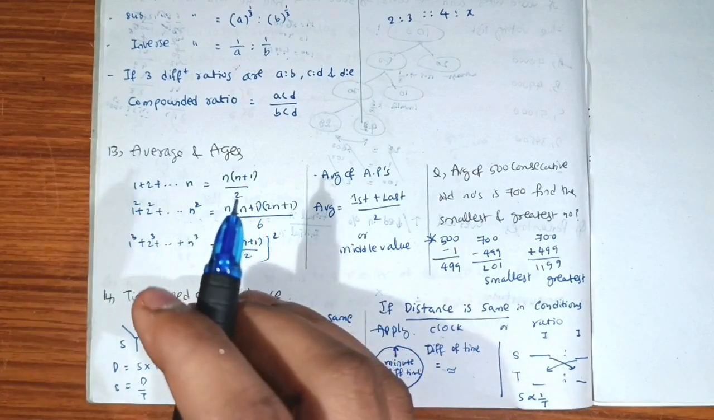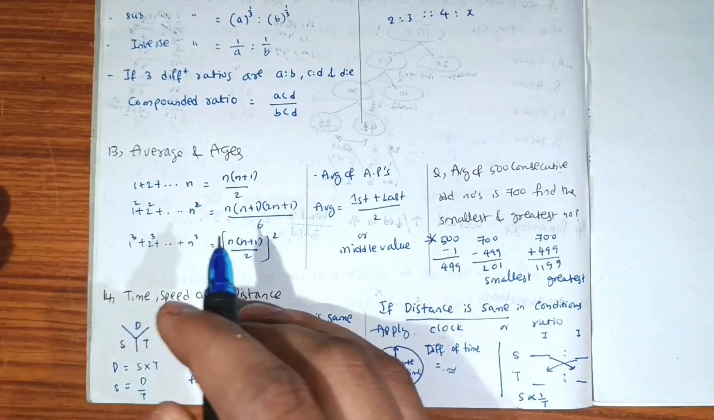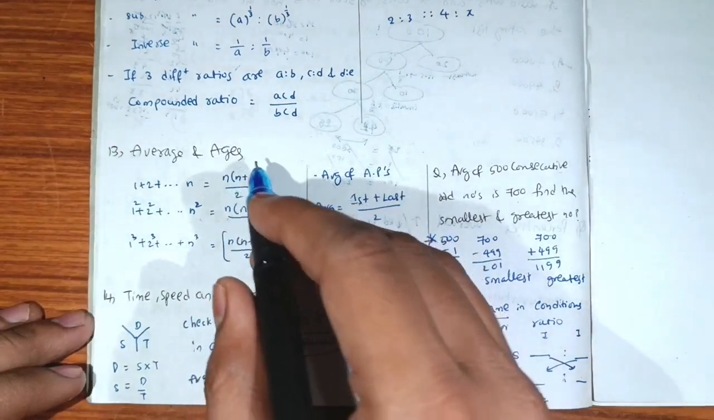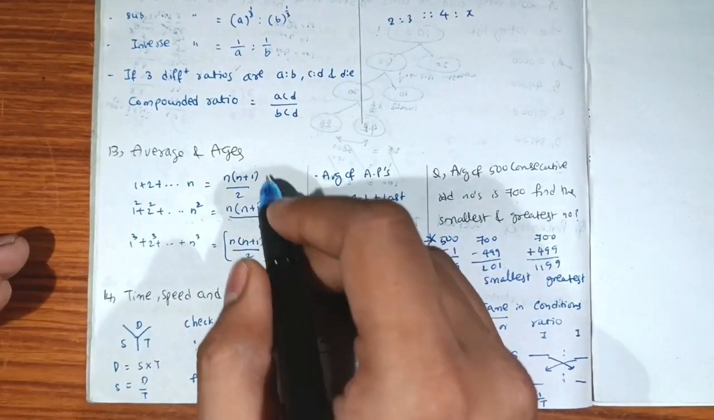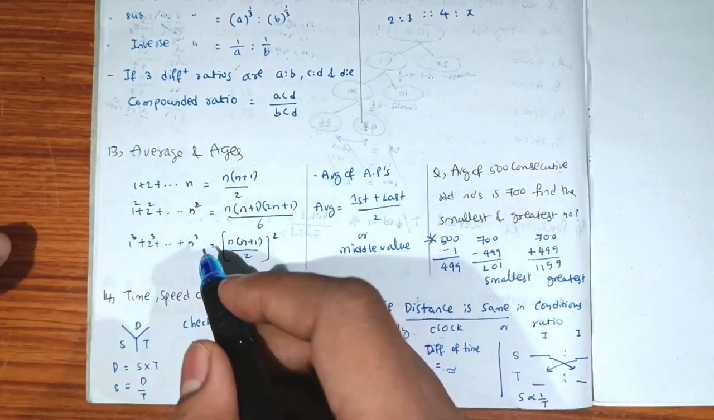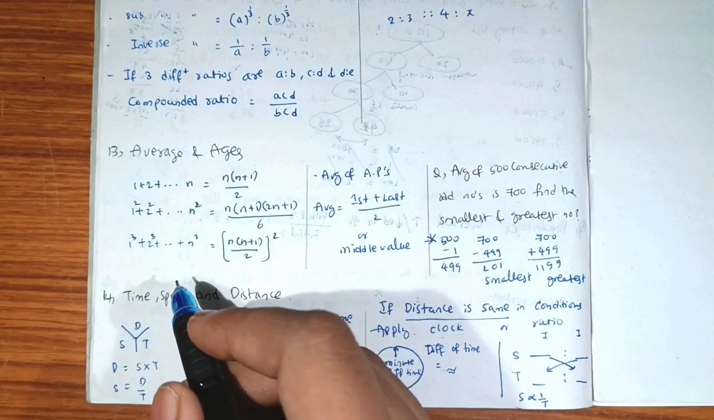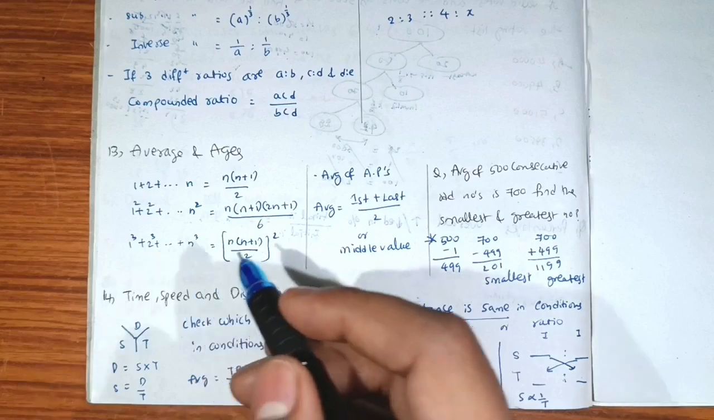Suppose we need the sum of n cubes: it will be the square of the sum of n numbers. So when we square the sum of n natural numbers, that gives the formula for the sum of n cubes.